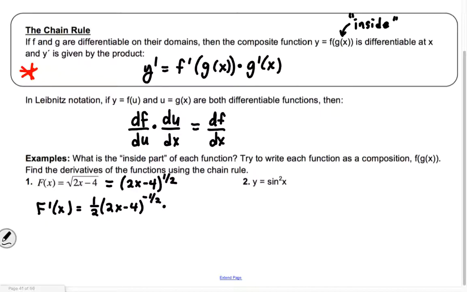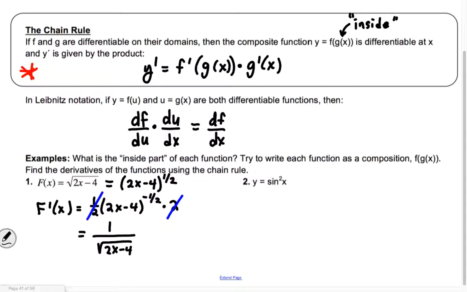But then I always multiply by the derivative of what's inside. Well, what's the derivative of what's inside? 2. That's it. So then this 1/2 and 2 actually cancel. So our answer is 1 over the square root of 2x minus 4. That's what that means, so 1 over the negative exponent. Could you leave it like this with a negative exponent? Sure. Doesn't matter.